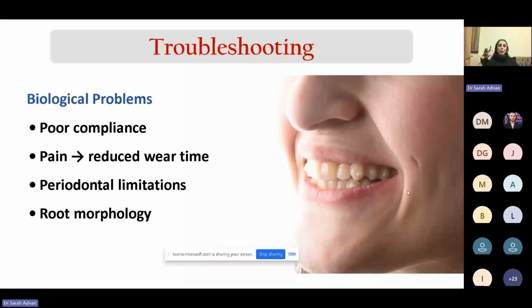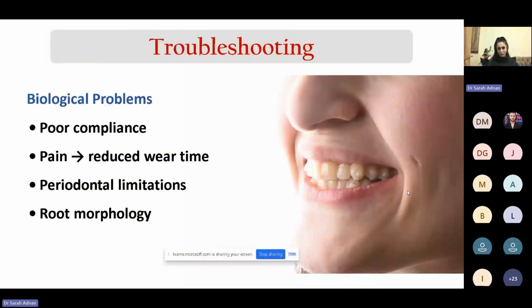So, what are the biological problems? The first and most important biological problem is patient compliance. Poor compliance leads to failure of treatment and problems in treatment. If we do not address it as soon as possible, it will lead to treatment failure.